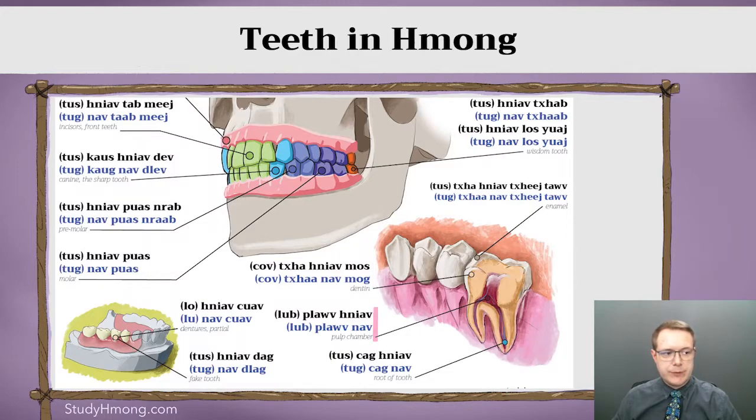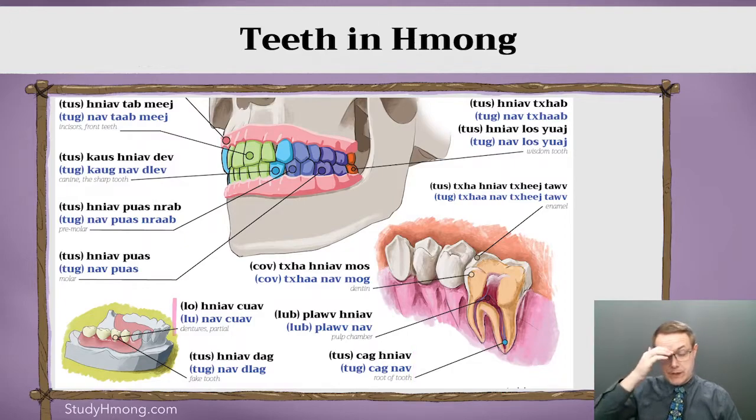So next we have the pulp chamber, that center reddish area, and we call that lu blau nia, or in Green Hmong, lu blau na. That's like saying the heart of the tooth. Finally, we have the root of the tooth, which we would call tu cha nia, and in Green Hmong, tu cha na.